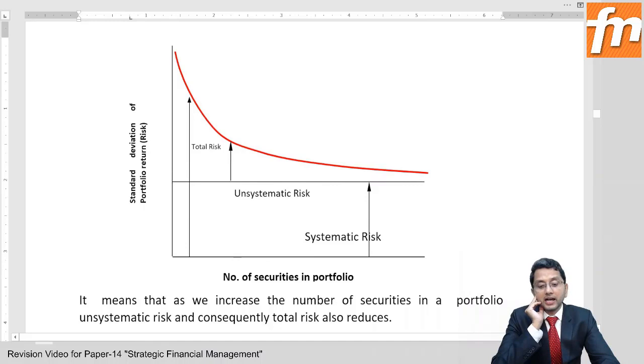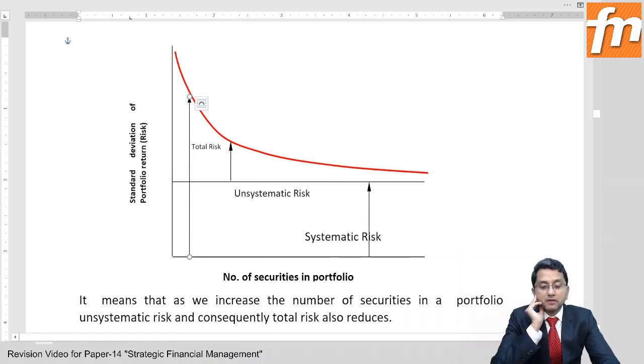y-axis, then this red line is standard deviation of portfolio. With increase in number of securities in my portfolio, I don't invest in one share, rather I invest in 2, 3, 5, 10 shares. Initially, the total risk reduces rapidly, and thereafter it reduces slowly. So from top to bottom, this indicates total risk.